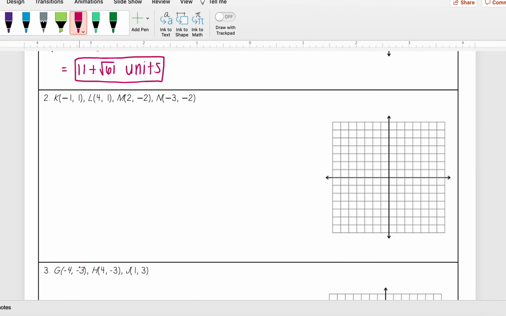Okay, let's try another one. So here I have the shape KLMN with these coordinates. So this one has 4 coordinates. This time we're going to get some type of quadrilateral. So first I'm going to plot those points.